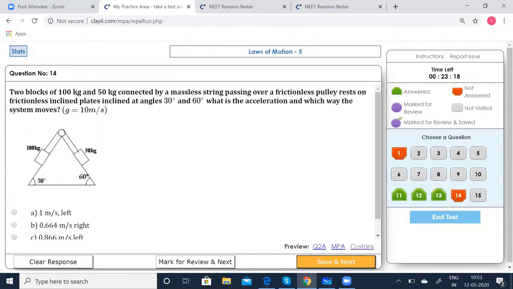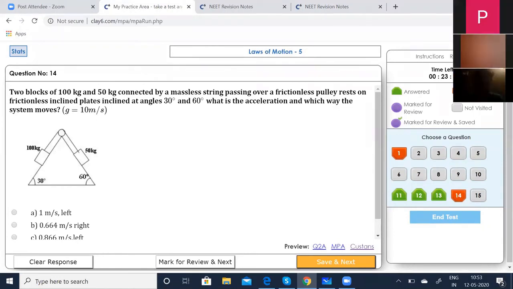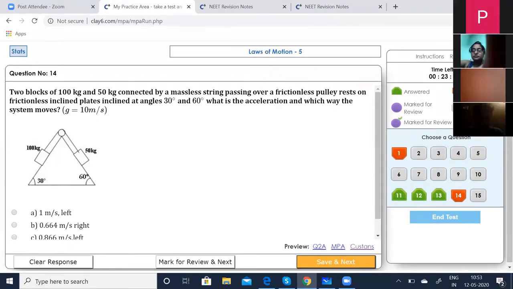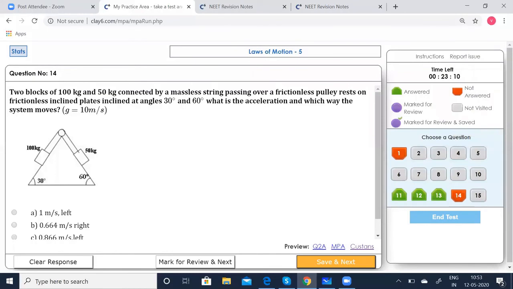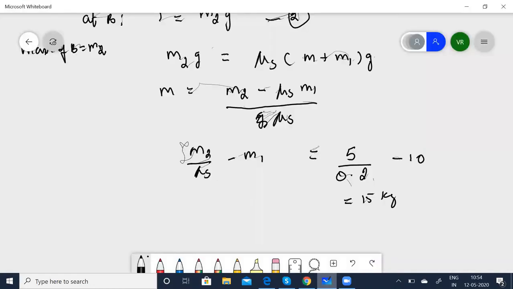Two blocks of 100 kg and 50 kg connected by a massless string passing over a frictionless pulley rest on a frictionless inclined plane, inclined at angles of 30 degrees and 60 degrees. What is the acceleration and which way does the system move? Take g as 10 meters per second squared. You can look into the figure. This is given as 30 degrees and this is 60 degrees. This is the 100 kg mass and that is the 50 kg mass.